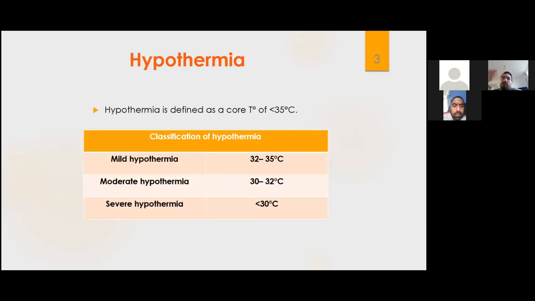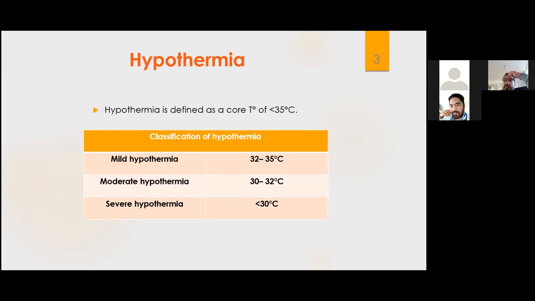So let me start first by defining what is hypothermia. Hypothermia is defined as a core temperature of less than 35 degrees Celsius. Further, hypothermia can be classified into three categories: mild, moderate, and severe. Mild hypothermia is defined as a core body temperature of 32 to 35 degrees centigrade, moderate hypothermia as 30 to 32 degrees centigrade, and severe hypothermia as a core body temperature of less than 30 degrees centigrade.